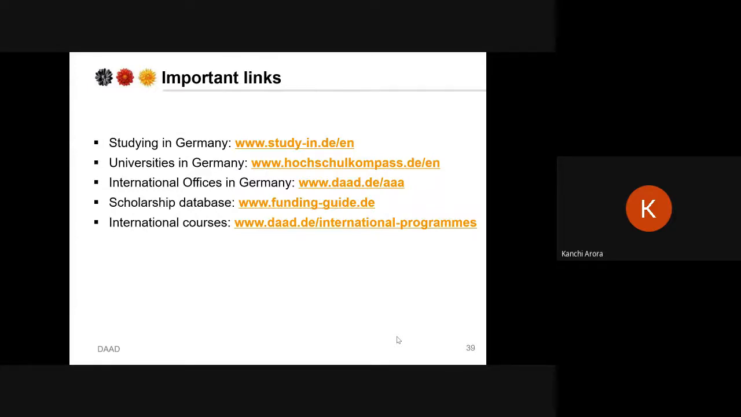So, and then here are some important links. For the Study in Germany website, you have study-in.de or study-in-germany.de for the course database. If you want to look at different universities, you have another website, Hochschulkompass. Every university in Germany has an international office. You could always get in touch with the international office. The scholarship database is funding-guide.de. And for international programs, you have the link here.